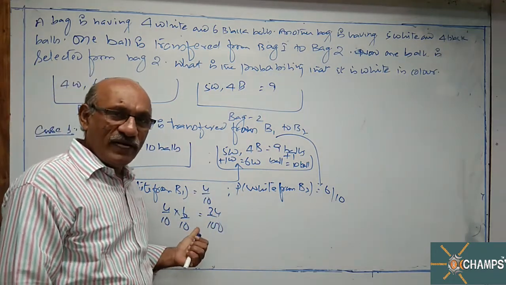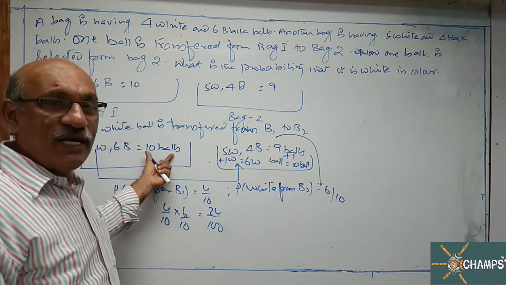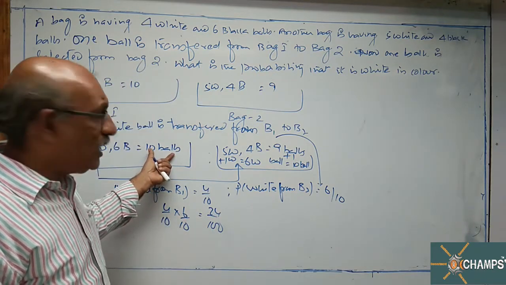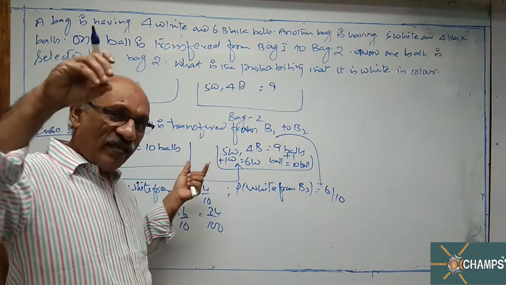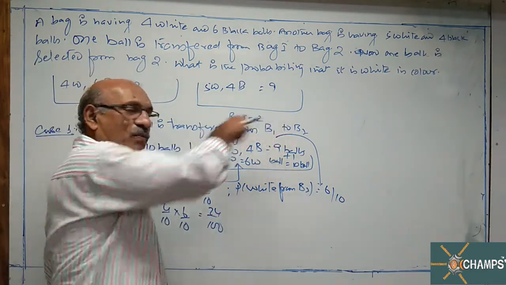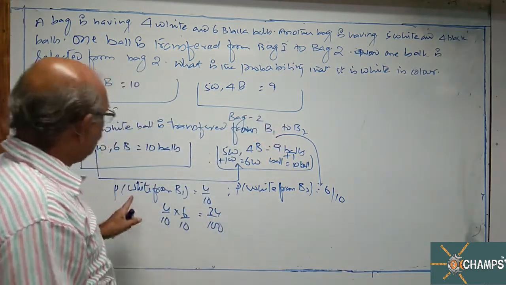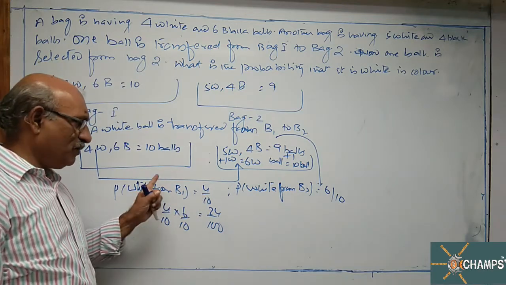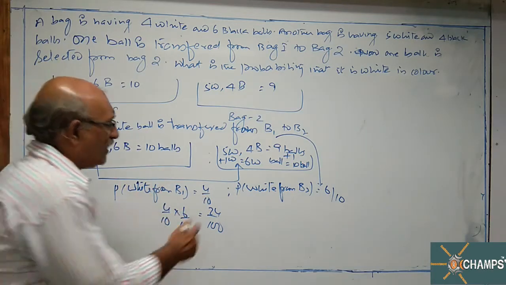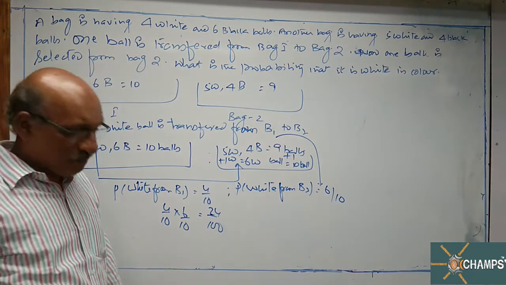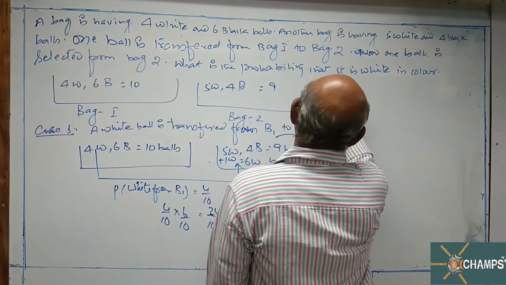Here joint probability I am calculating. Probability of drawing a white ball from the first one. After drawing white ball from this, it is dropped in bag number 2. So 2 actions are performed by you. Therefore probability is 24 divided by 100. Let us see case 2.